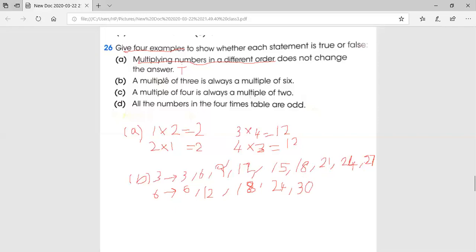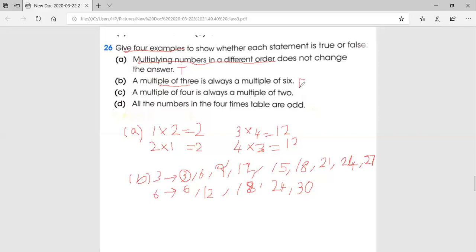So what is the question? A multiple of 3 is always a multiple of 6. For example, I take one number, a multiple of 3. In the table of 3, I took the number 3. Is that number in the table of 6? No. 3 is not in the table of 6. So this is a false statement.